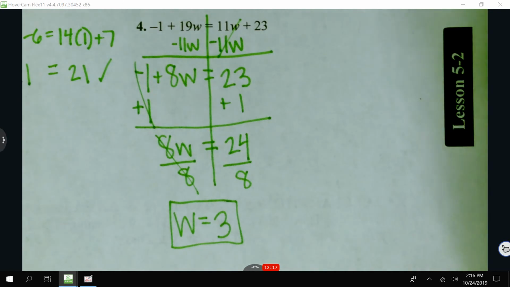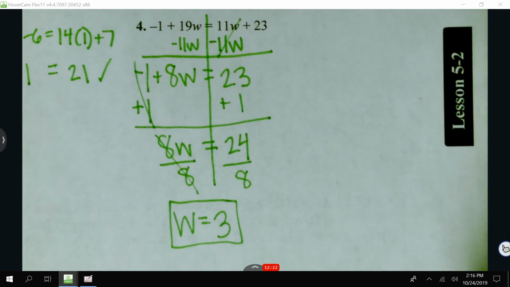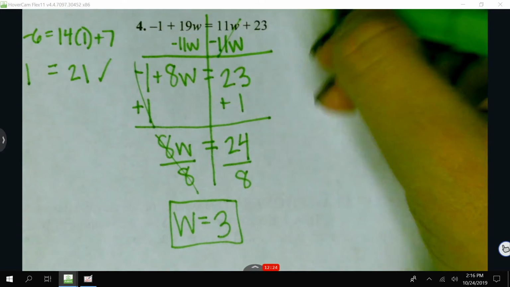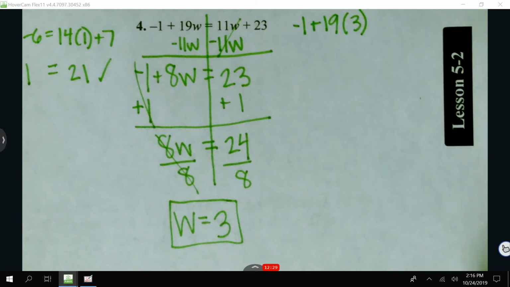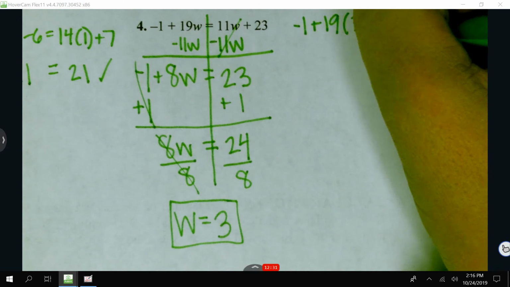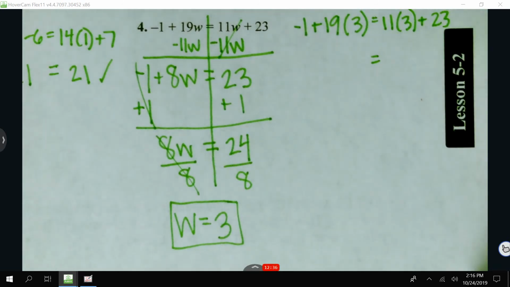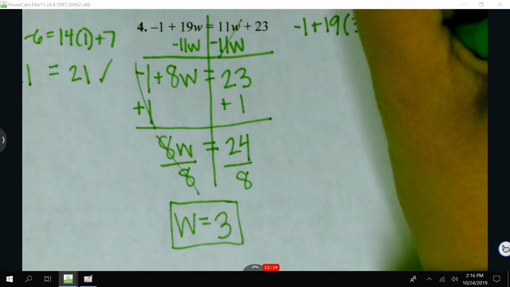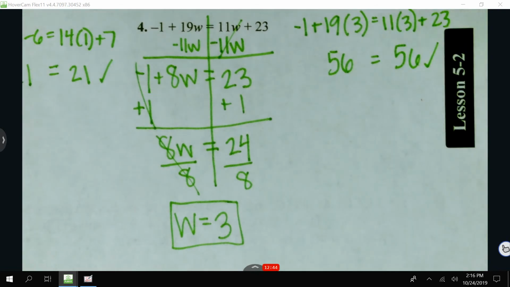Questions on that? Okay, so if I check it, that means I'm plugging 3 in for both W's. So negative 1 plus 19 times 3 equals 11 times 3 plus 23. On the left side? 56. Good. Yeah. 56 for both. Questions?